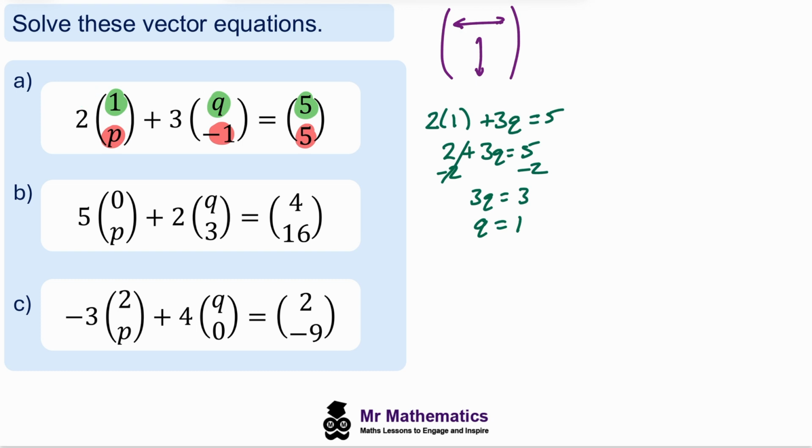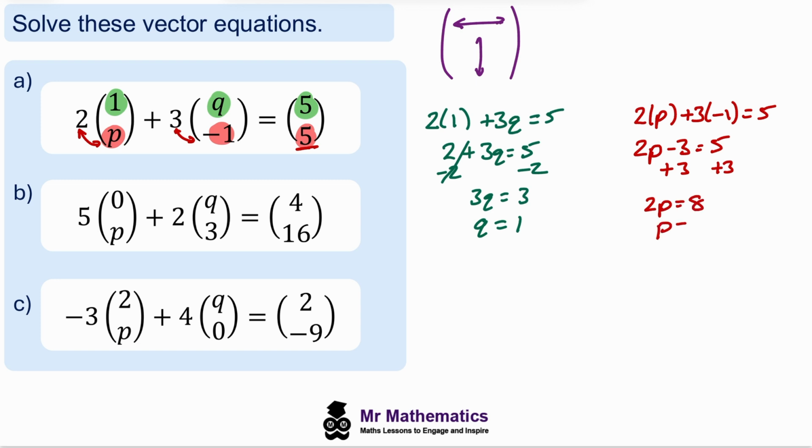And now we can repeat this process using the vertical components. So we'll have 2 lots of p plus 3 lots of negative 1. And again, this will be equal to the 5. We'll tidy this up. So we've got 2p minus 3 will equal 5. We'll add 3 to both sides. So 2p will equal 8. So therefore p must equal 4.